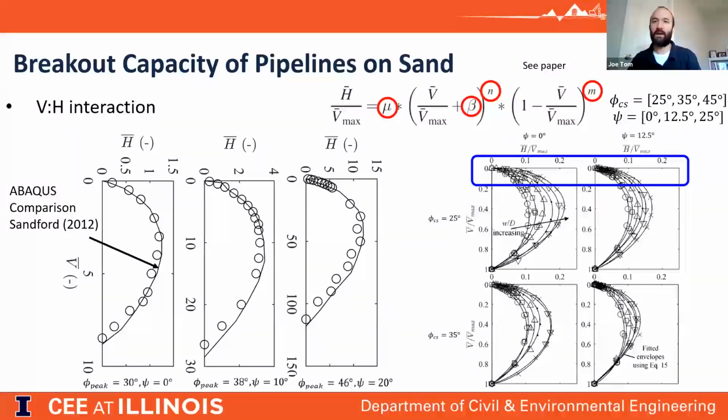But the main thing to point out is that that's all well and good for the overall shape of the failure envelopes. For pipelines sitting on the seabed, what we're really concerned about is what's happening down near the origin.